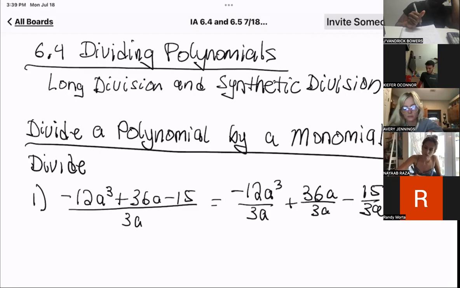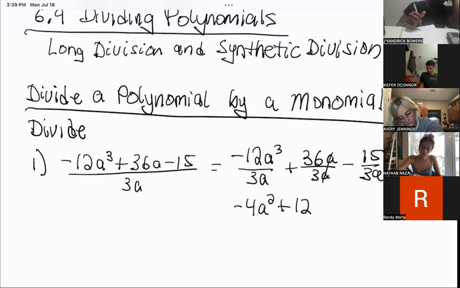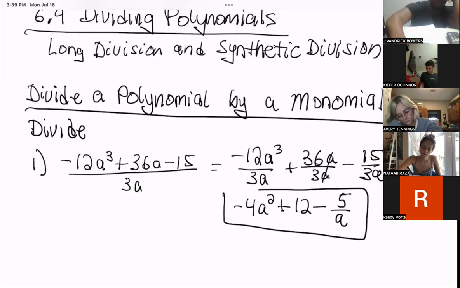So if I do the first part, negative 12 divided by 3 is negative 4. A to the third divided by a, remember, we subtract our exponents, that'd be a squared. Plus 36 divided by 3 is 12. Our a's will undo themselves, so our a's are not there anymore. And then minus 15 divided by 3 is 5, but a is still in my denominator. And that would be my final answer. Negative 4a squared plus 12 minus 5 over a.